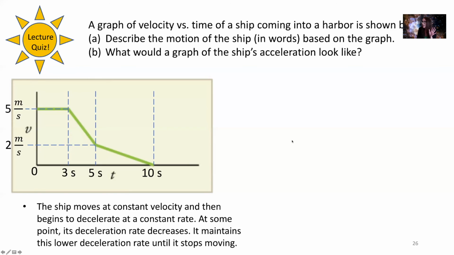So your question is, what would a graph of the ship's acceleration look like? Remember that acceleration is the slope of the velocity graph because acceleration is the rate of change of velocity. So we already have our velocity versus time graph here. And so what you're going to do is calculate the slope between time 0 and 3 seconds, between 3 seconds and 5 seconds, and then between 5 seconds and 10 seconds. So the slope of that velocity versus time graph will give you the acceleration. And so you're going to find the acceleration between those 3 time intervals, and then you could also think about plotting it too. But remember that the slope of the velocity versus time graph gives you the acceleration.